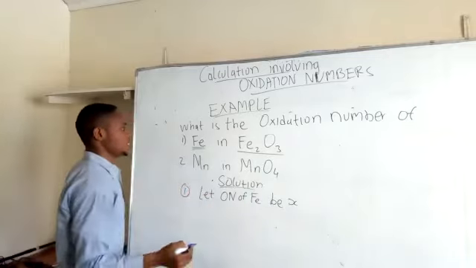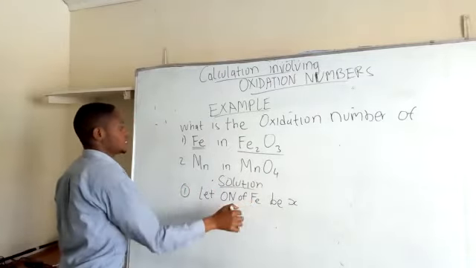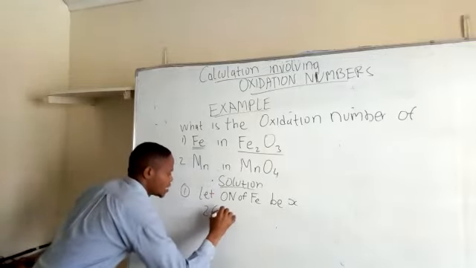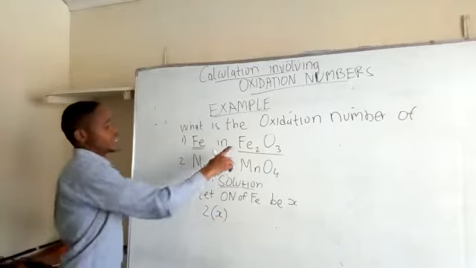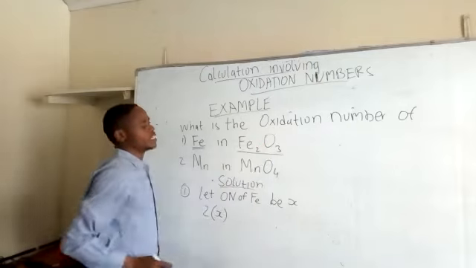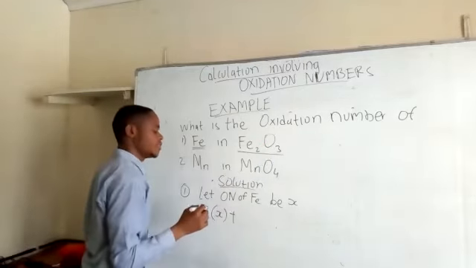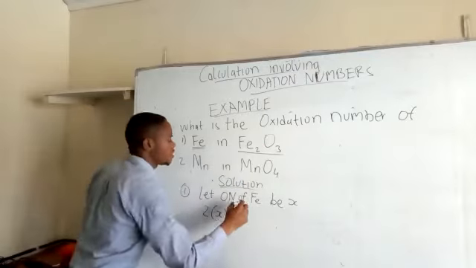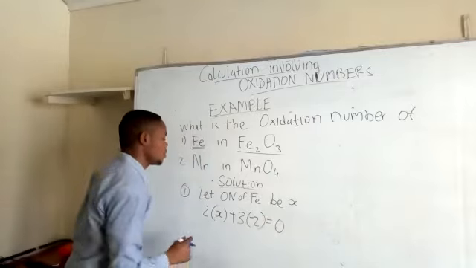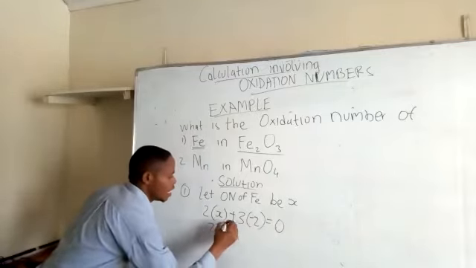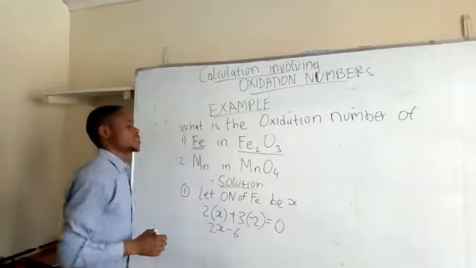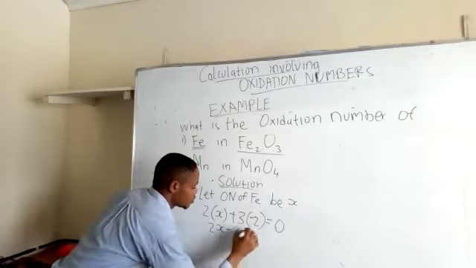So therefore we're going to say the oxidation number of iron is X, but how many iron do we have? 2. So we're going to have 2, and the oxidation number of iron is X. Then what is the oxidation number of oxygen in this compound? The oxidation number of oxygen in this is -2. But how many oxygen do we have? 3. So 3 times -2 should give us 0. So here we have 2x minus 6, because a positive times a negative should give us a negative number, is equal to 0. So what is 2x?